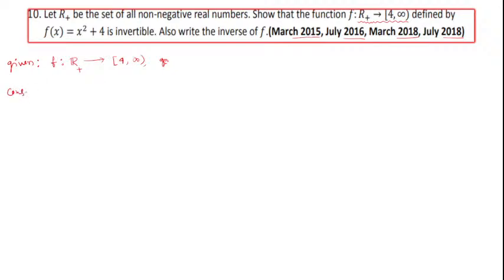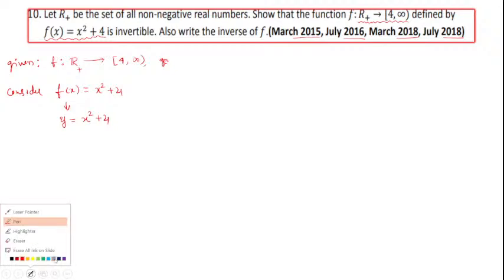Consider your function f of x. It is x square plus 4. f of x is equal to x square plus 4. And write your f of x. In the next step, write f of x is equal to y. Already you know this. So y is equal to x square plus 4. In the next step convert y in terms of x. So you have to find out x here.